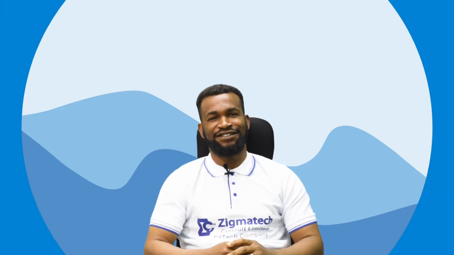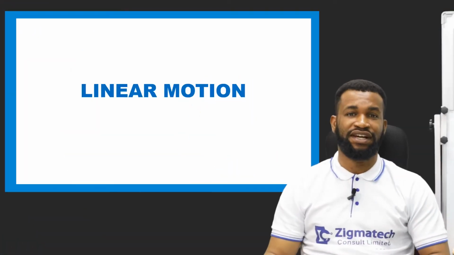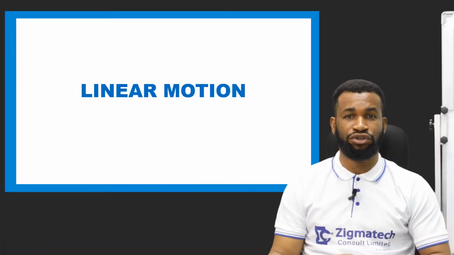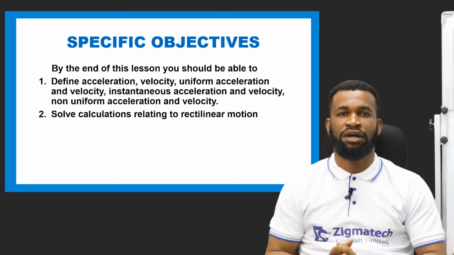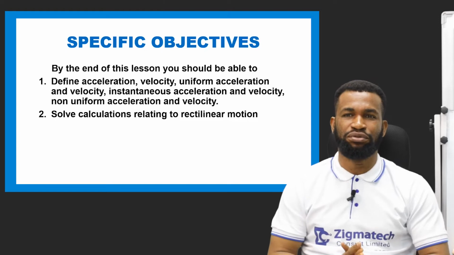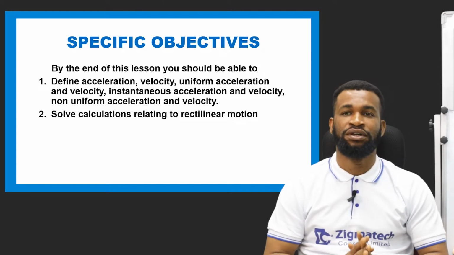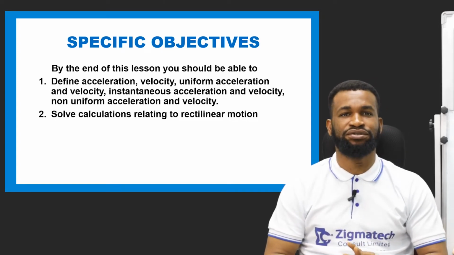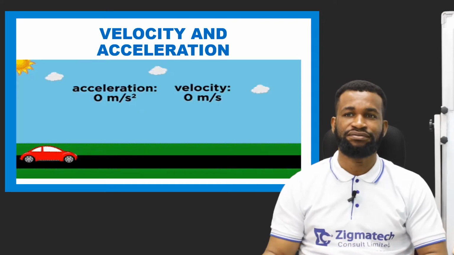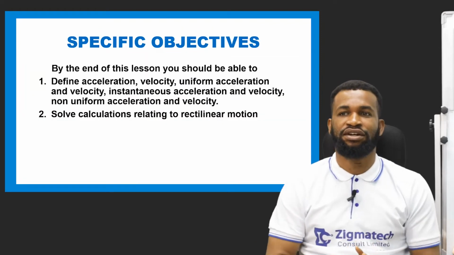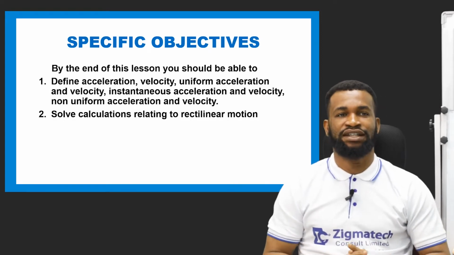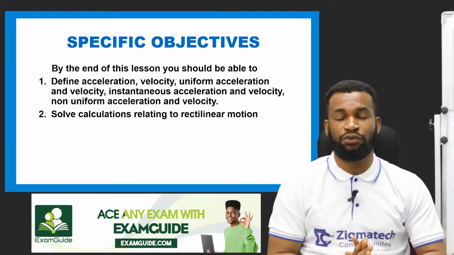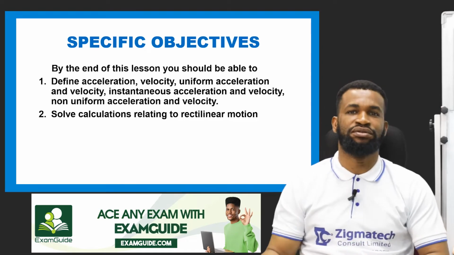Okay, let's get started. Welcome to physics class again. Today we are going to look at motion. By the end of this lesson, you should be able to define acceleration, velocity, uniform acceleration, uniform velocity, instantaneous acceleration, and instantaneous velocity. And then finally, you'll be able to solve questions relating to rectilinear motion.